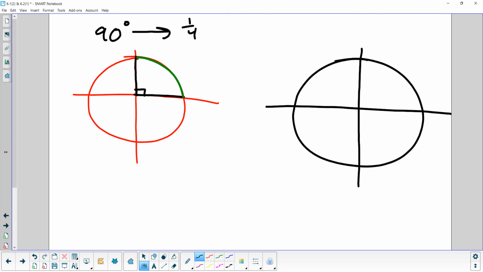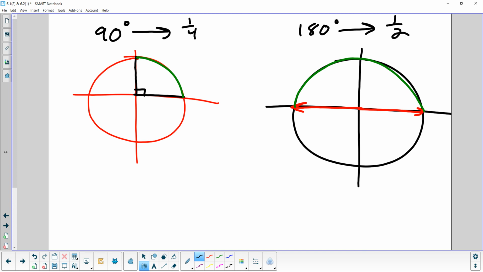Here's my circle. Here's my initial side. Here's my terminal side. Here's my arc. How big is that angle this time? Yep. 180 degrees. How much of the arc does that angle take up? Or how much of the circle does that arc take up? Yeah, half. So notice what happened.